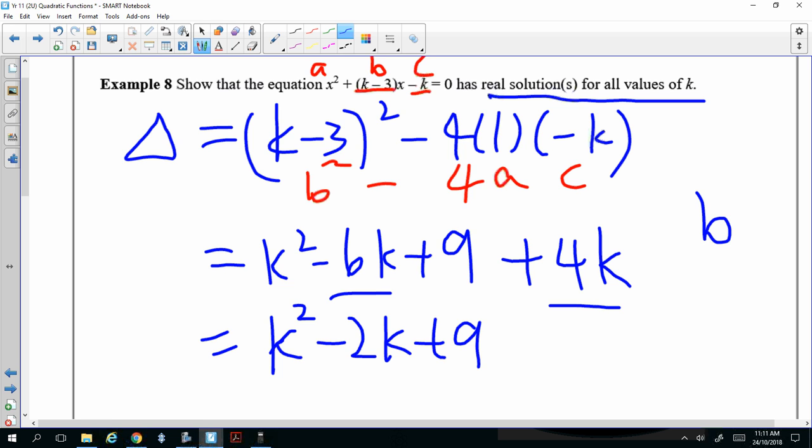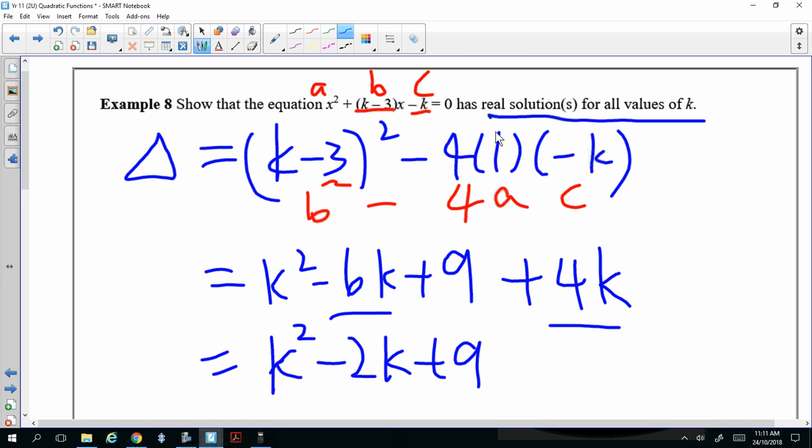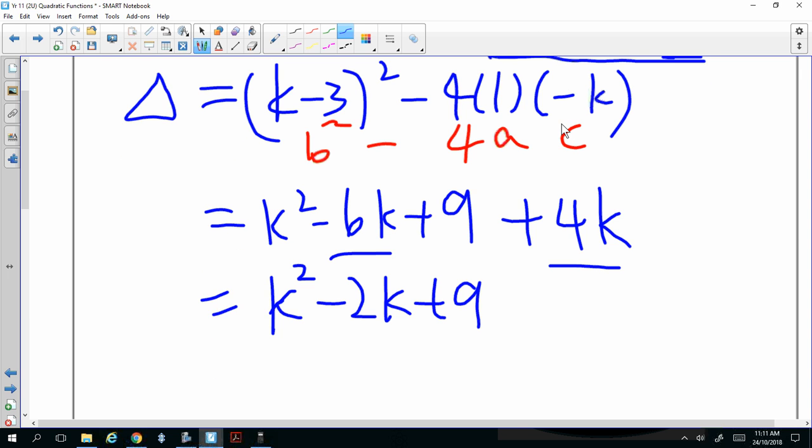Okay, let's continue. Now, you have to show that it doesn't matter what k is, you always have real solutions. How do we show that? We have to show that this thing is always positive. Now, how do I show something is always positive? Complete the square.